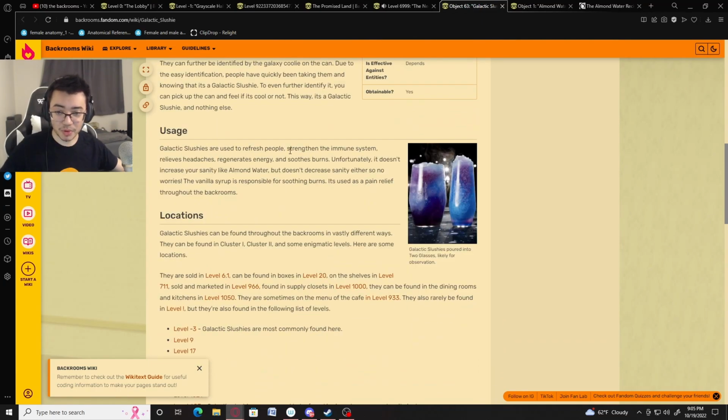Galactic Slushies are used to refresh people, strengthen the immune system, relieves headaches, regenerates energy, and soothes burns. Unfortunately, it doesn't increase your sanity like almond water.